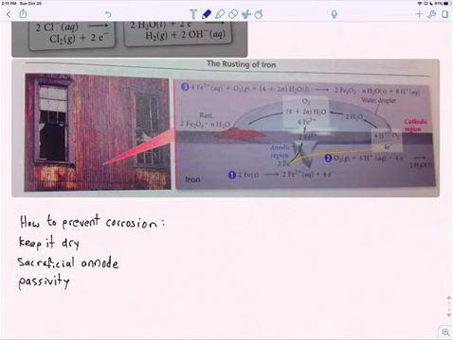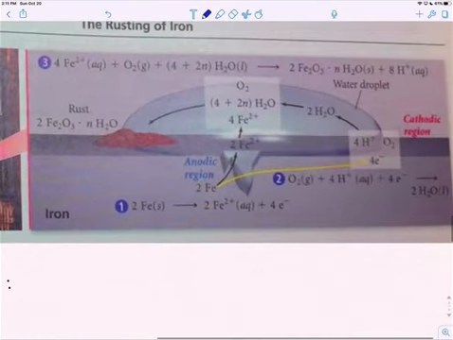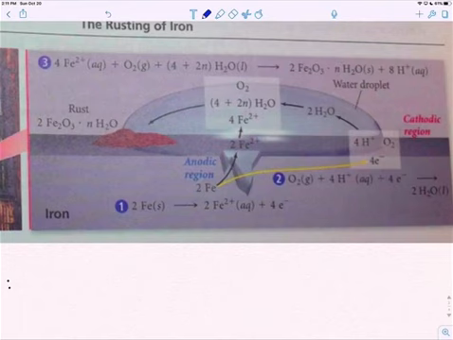And it forms via an electrochemical reaction. So the iron metal is the anode, and the rust itself is the cathode. And what happens is dissolved oxygen reacts with the iron, and it forms iron oxide. So iron oxide, rust, typically iron(III) oxide.